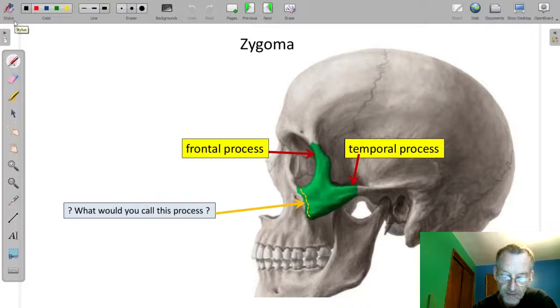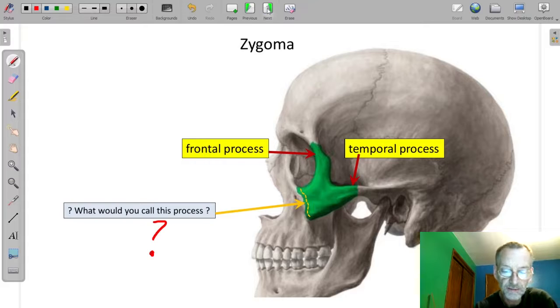So the zygoma or the zygomatic bone shown in green, and I went ahead and put in two processes, frontal process and the temporal process. What I'm interested in you being able to do is to figure out the names. So for example, and you have to remember how these processes are named, the logic describing that. So what would you call this process that I have marked with a yellow dashed line on the zygoma? So that would be practice for you.